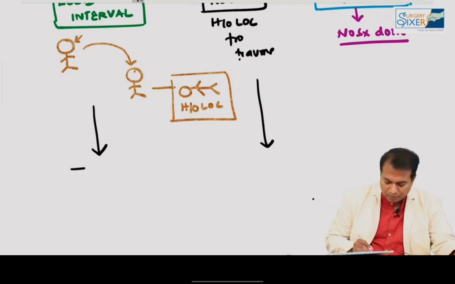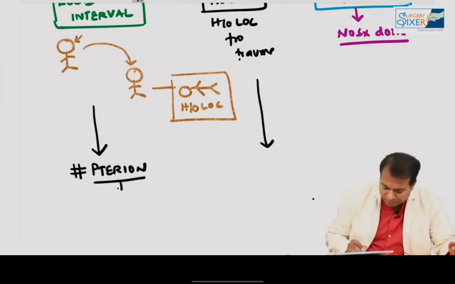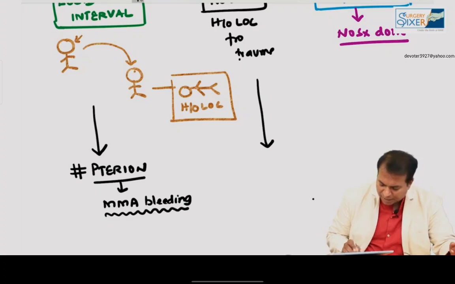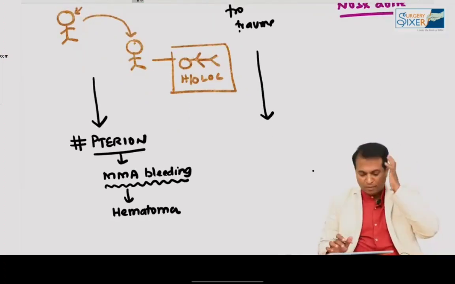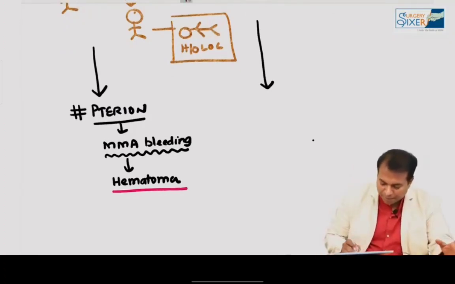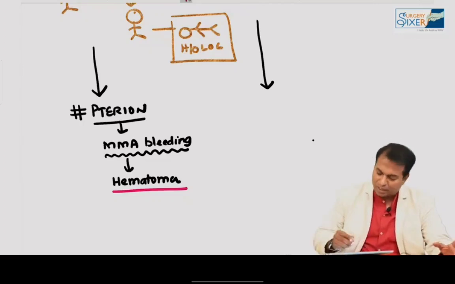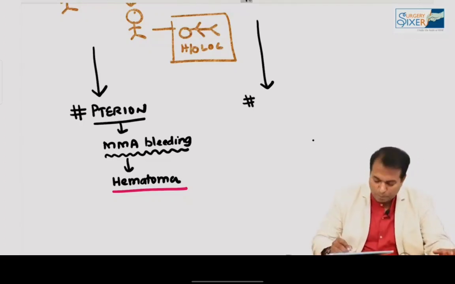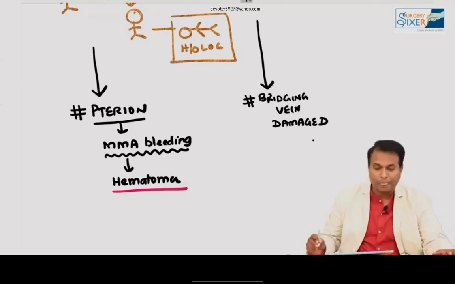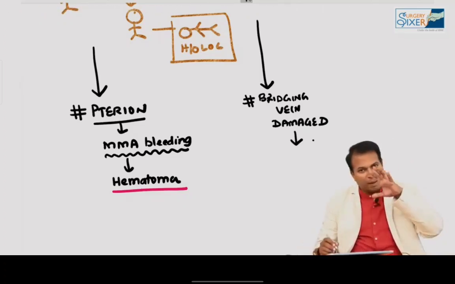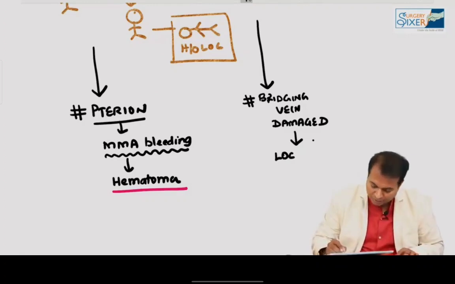EDH is an injury of the pterion, the thinnest bone in the skull. The pterion gets fractured, and because of that fracture there is an injury of the middle meningeal artery, bleeding happens and results in a huge hematoma. So please remember, EDH is due to middle meningeal artery bleed. On the other hand, SDH is due to bridging vein damage. If the bridging vein gets damaged, there will be compression directly on the brain, so there will be LOC from the time of injury.